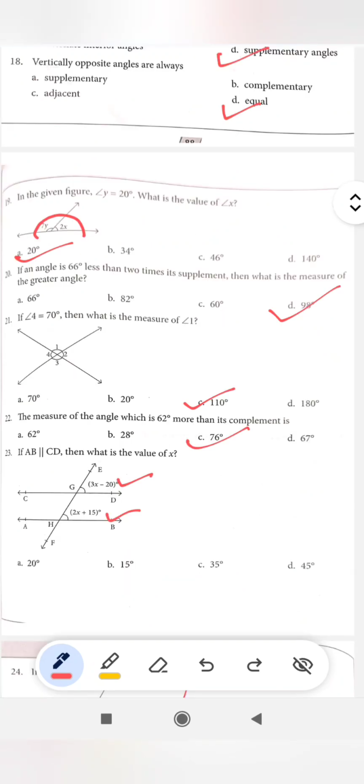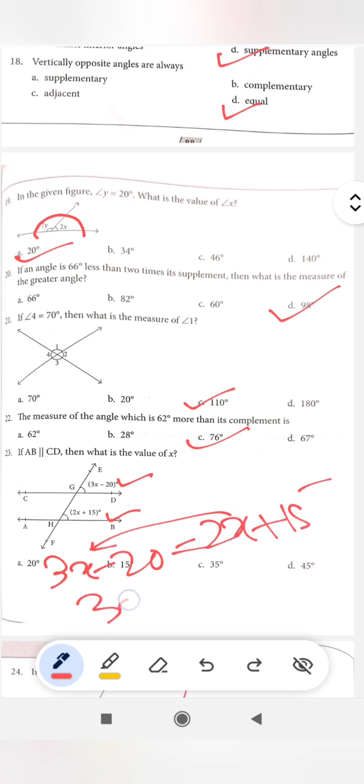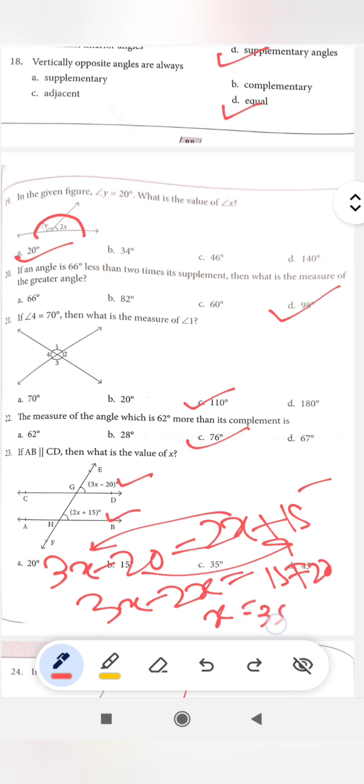They are the corresponding angles, and when the two lines are parallel to each other, their corresponding angles are equal. Okay, so let's make them equal. 3x minus 20 is equal to 2x plus 15. So now 2x will come to this side, so it is 3x minus 2x, and here 20 will go to that side, so 15 plus 20. So x is equal to 35 degrees.